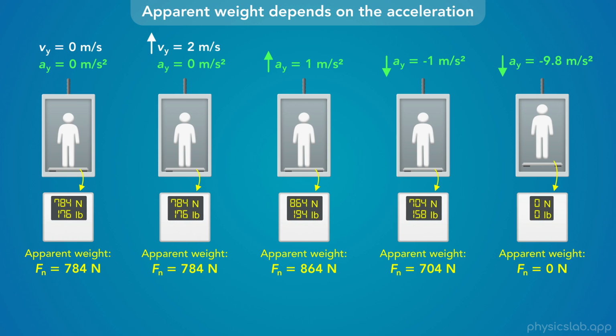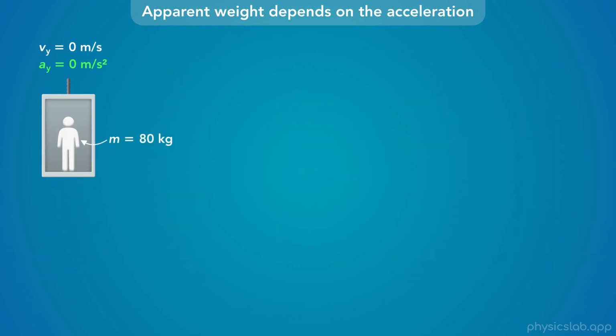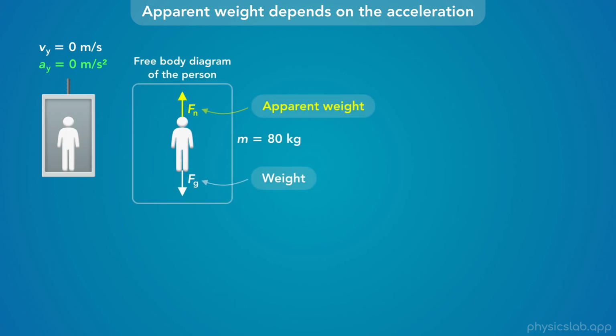Let's explore that last point and walk through some examples of finding a person's apparent weight in an elevator. In this first scenario, the elevator is not moving, so its velocity is 0 and its acceleration is 0. If we draw a free body diagram of the person, there's a downwards gravitational force, which is the weight, and an upwards normal force from the floor, which is the apparent weight. And let's say up is the positive y direction.